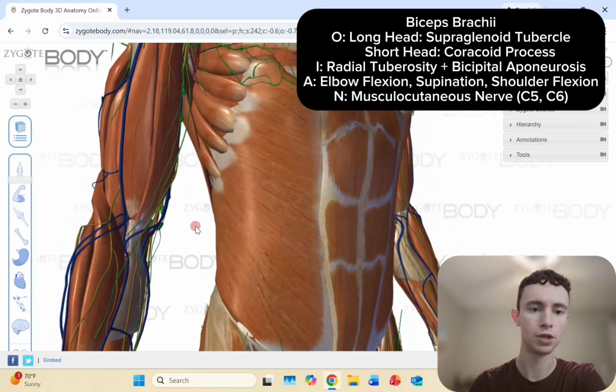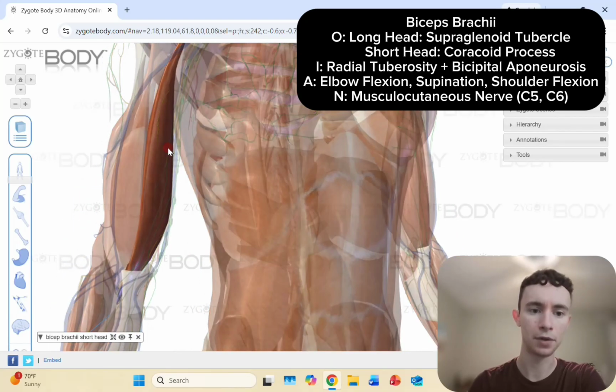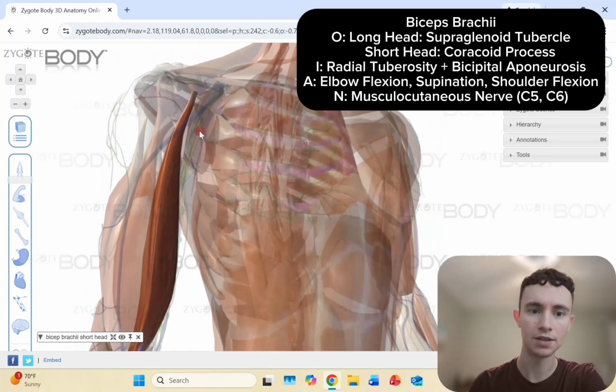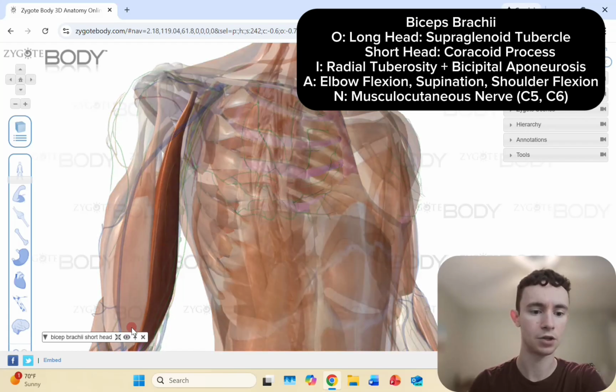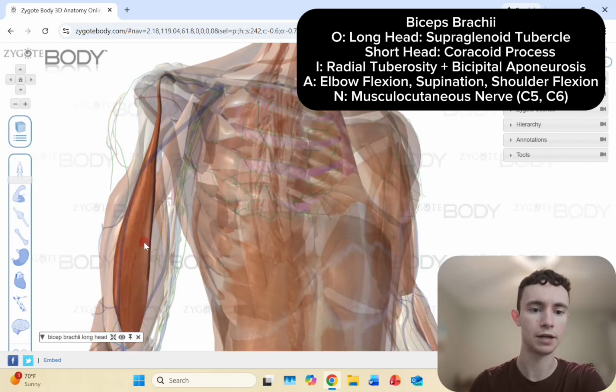So it has two major attachment points, and up here, the proximal attachment of the short head is the coracoid process, just like we talked about with the pec minor. And that was that one. So now we can hide the short head. The long head is right here.